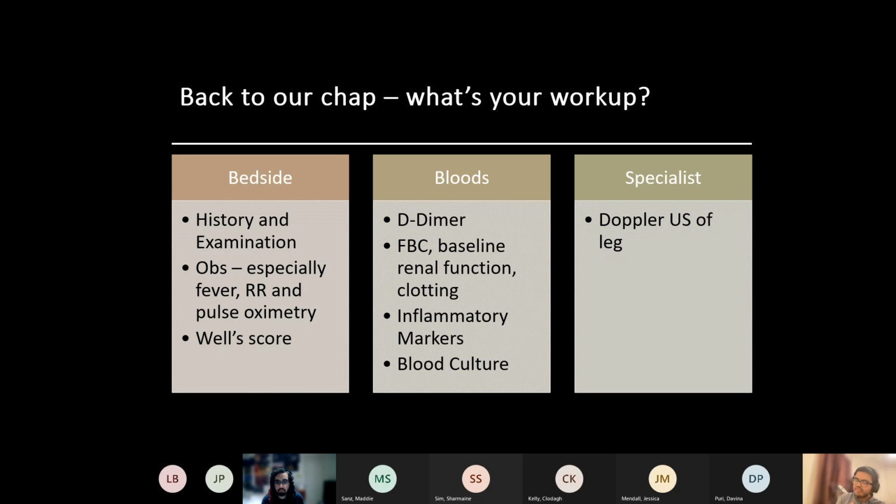And so remember, he only had one-sided. Oh, absolutely. Take a comprehensive history. What else? So here's a bit of a prompt. Remember to try and split it up into bedside, bloods, and specialist. Doppler ultrasound is fantastic, but it would come a bit later. D-dimer has a part to play in the bloods. What else would you do at the bedside? You've taken a comprehensive history.